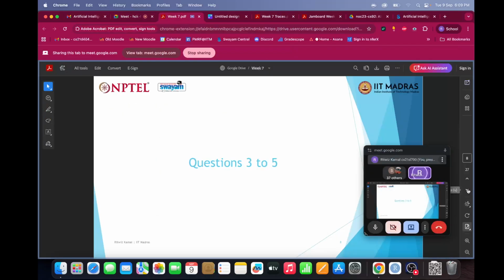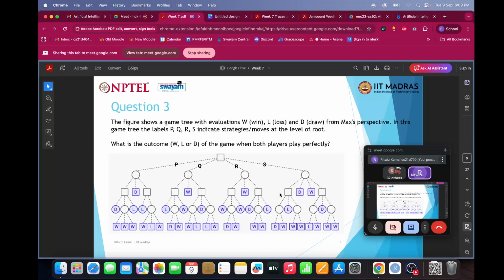So now for question 3 to 5, we are going to use a specific game tree. Okay. This is the game tree that is given to you. The figure shows the game tree with evaluations W corresponding to win, L corresponding to loss, and D corresponding to draw. And this is also drawn from Max's perspective. Okay, Max again indicating that the root node is a max node.